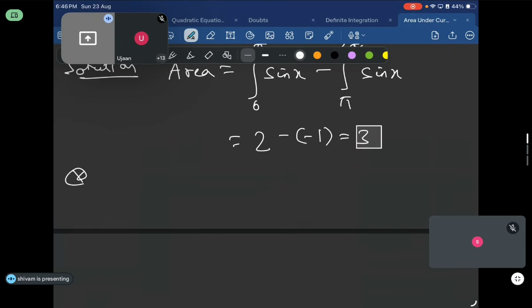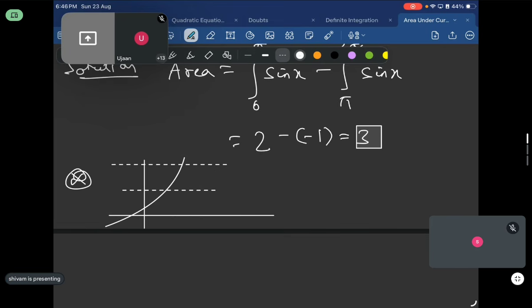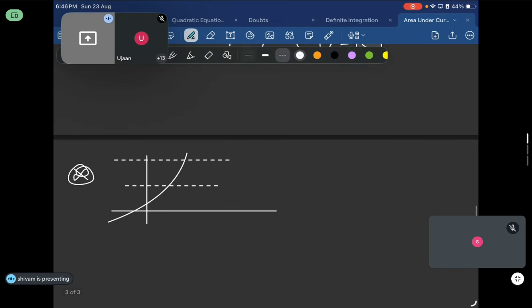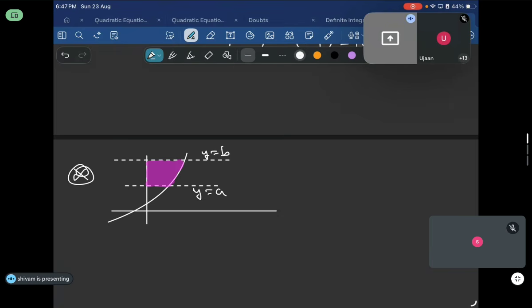If you are asked to find out the area with respect to the y-axis, from y equal to a to y equal to b, this line is y equal to a and this line is y equal to b. You have to find out this area.